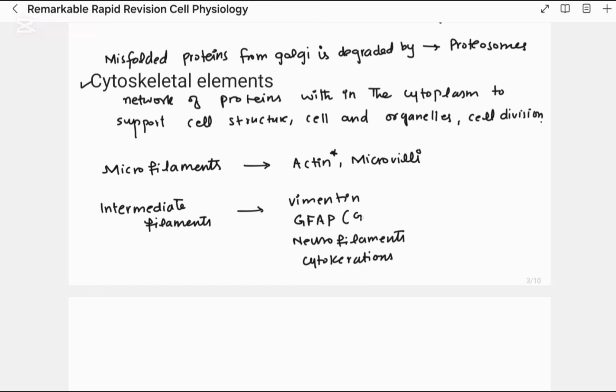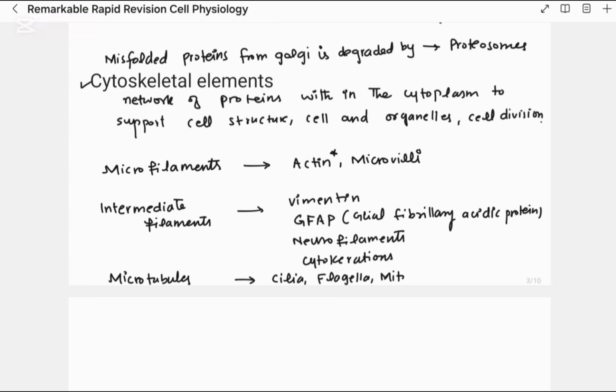So GFAP is basically glial fibrillary acidic protein. And one last example is microtubules. So microtubules में we have cilia, flagella, mitotic spindles and centrioles.